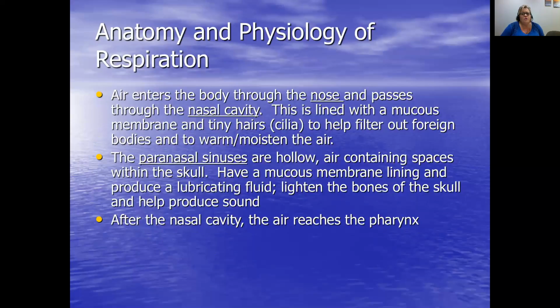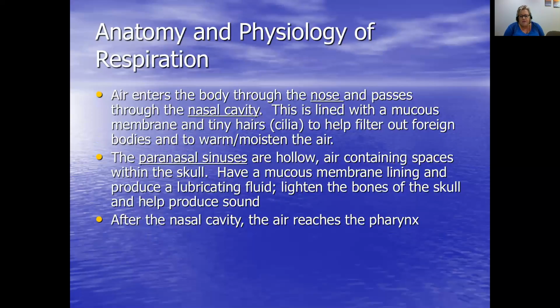It goes in through the nose and passes through number 2, and number 2 is the nasal cavity. This nasal cavity is lined with a mucous membrane and has little tiny hairs called cilia, and cilia help filter out foreign bodies, and it also helps to warm and moisten the air before it gets into the respiratory system.